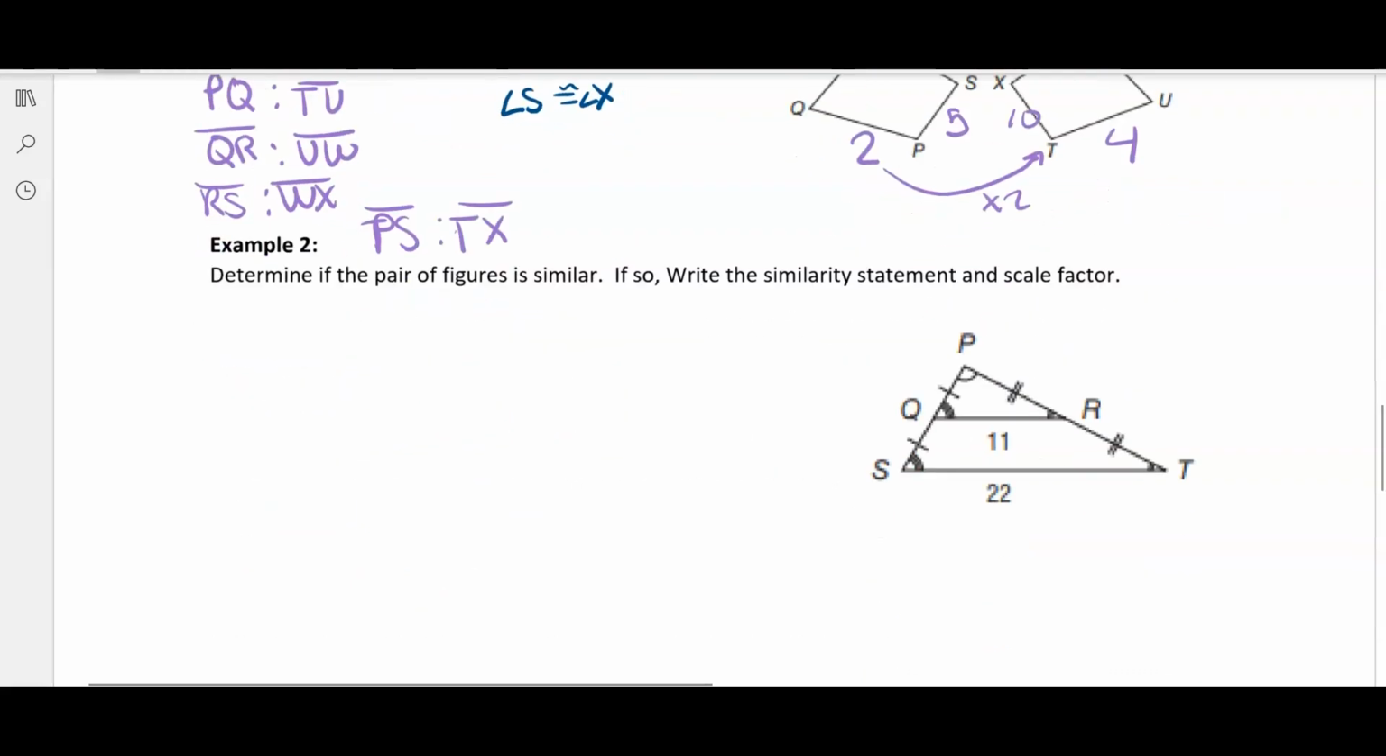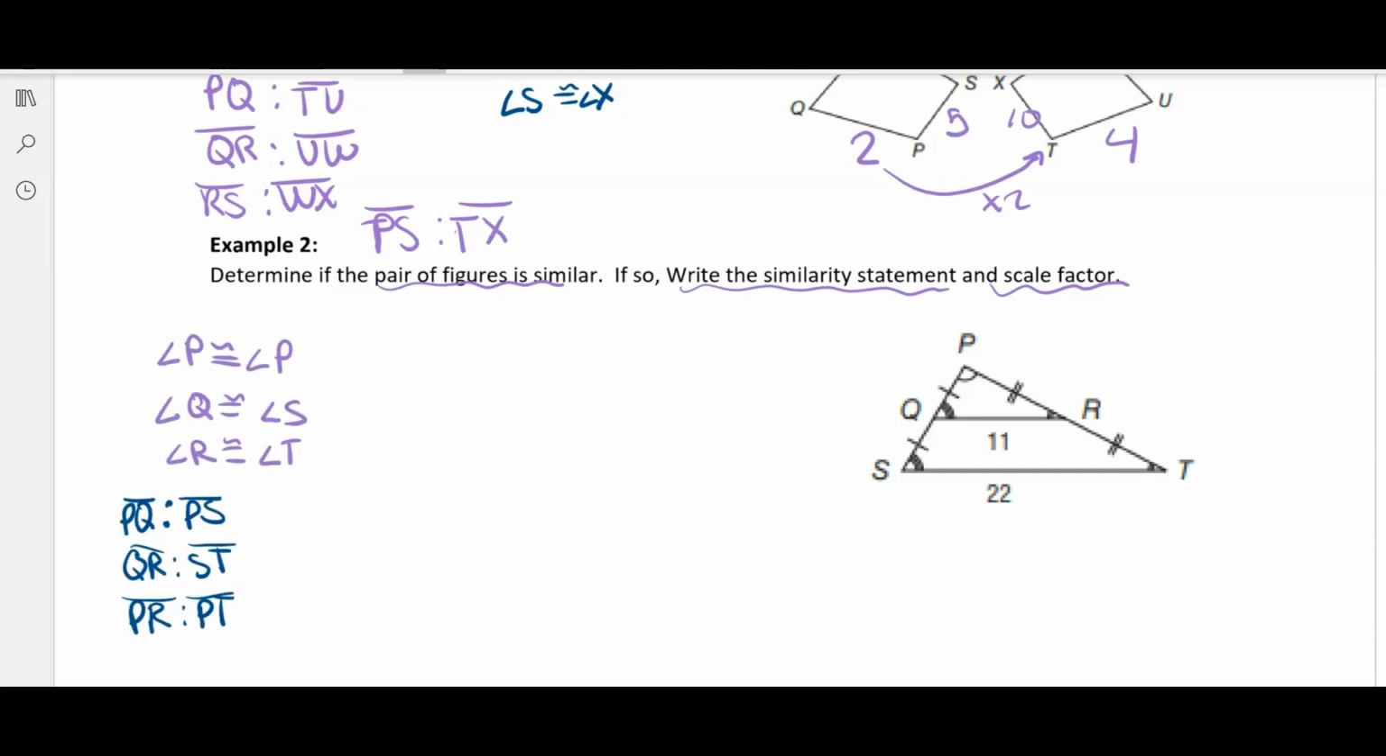So here in this example, we're going to determine if the figure is similar and write a similar statement and the scale factor. Okay, so what I want you to do first is go ahead and write out the angle pairs and the sides that are proportional to each other before we get started. So go ahead, pause the video, fill this out, and then when you come back, I'm going to have them all down. I went ahead and labeled the angles that are congruent to each other and the sides.